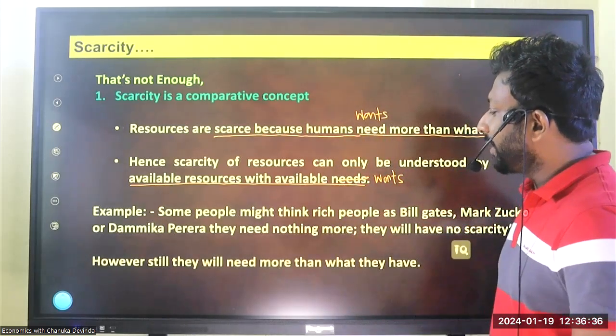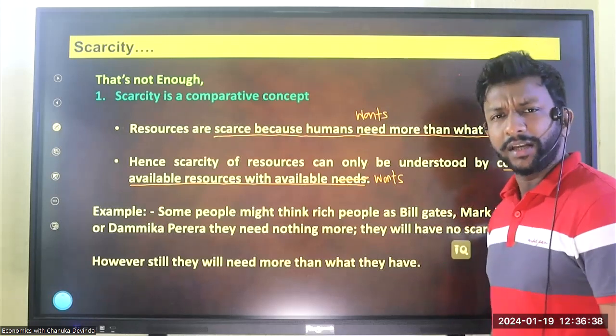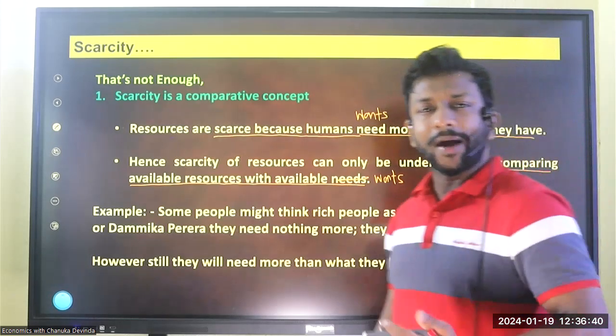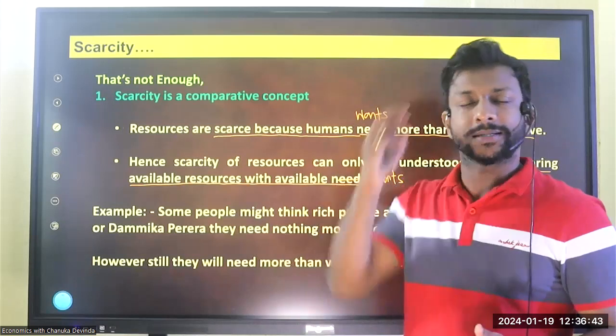However, still they will need more than what they have. They need more. That's why they are still conducting business.